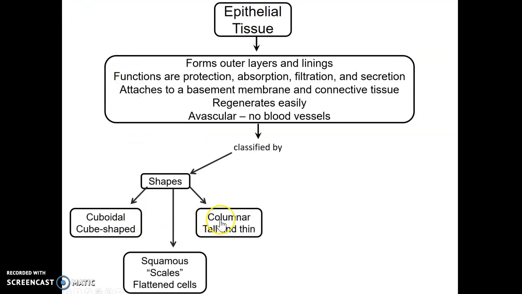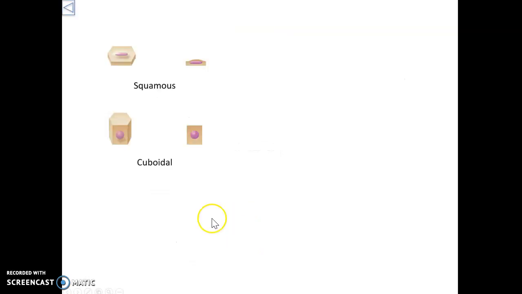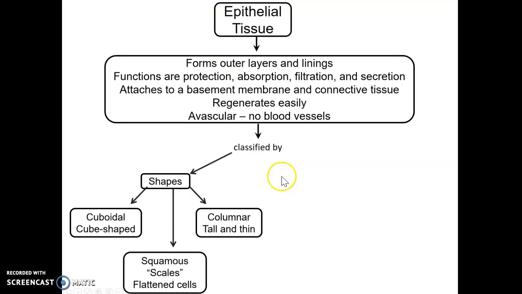All right, and the last one would be columnar. These are tall and thin. In other words, they're going to be taller or longer than they are wide. Some examples of those real quick. Once again, not a perfect hexagon, but you can see how they're much taller than they are wide. They might be very skinny, maybe half as wide as these, and maybe fatter at one end, skinnier at the other end. But they're going to be long, skinny cells, and those would be columnar epithelial cells.